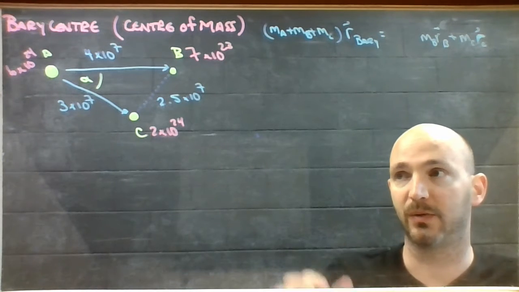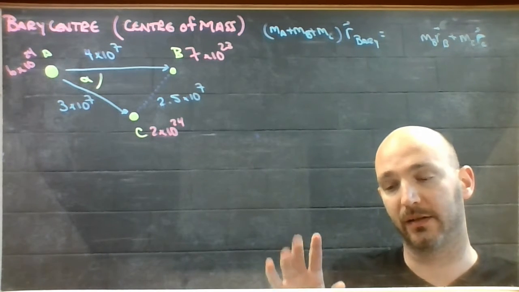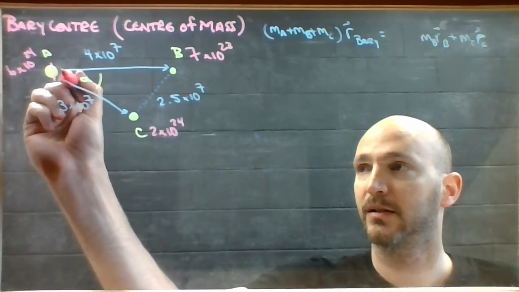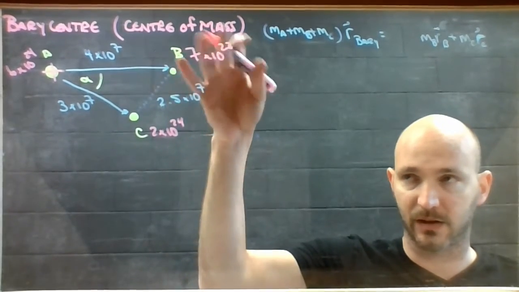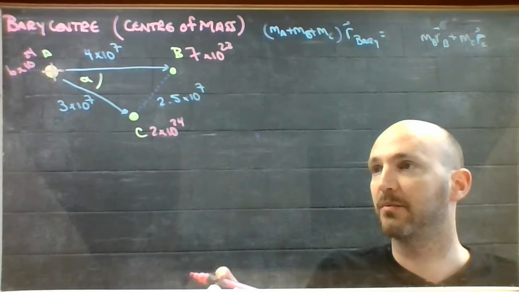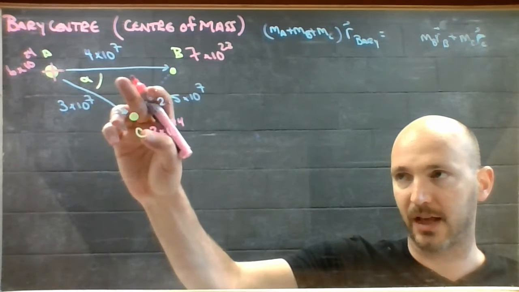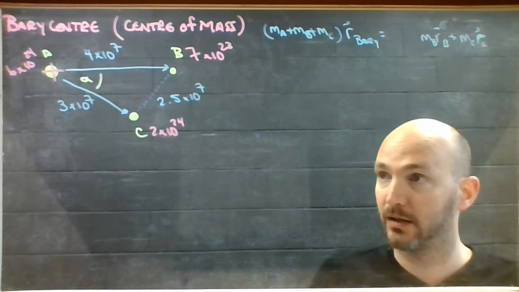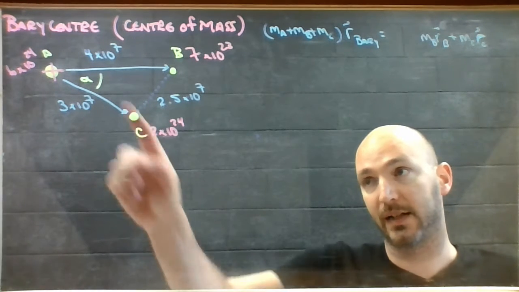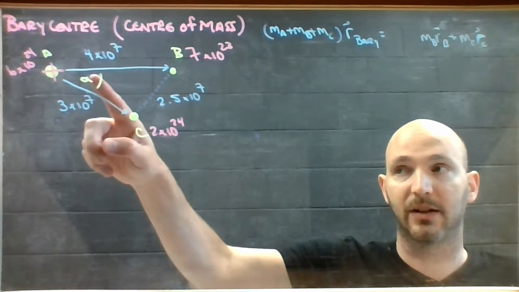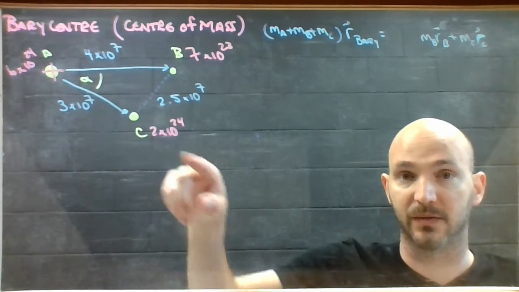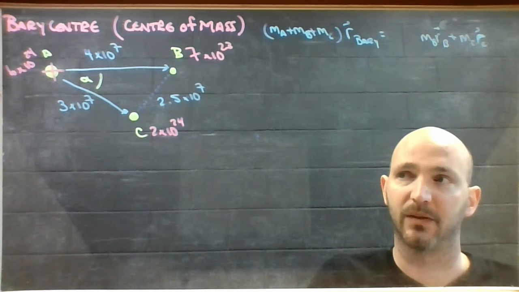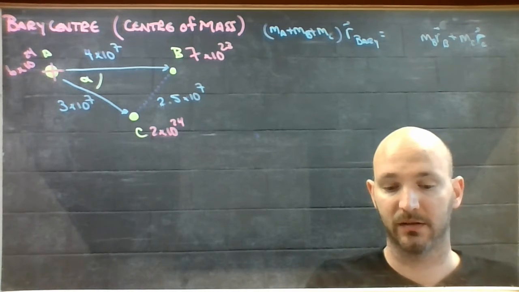So I need to be able to set my origin someplace. So I'm going to set it on the heaviest object. I'm going to make one of the objects up over here. I'm going to have to figure out this angle here so I can find the location of object C. In order to do that, I need this angle because I need it to split this up into components, horizontal and vertical. I happen to know three sides of that triangle, so I can solve that with cosine law. So I'm going to set that up.